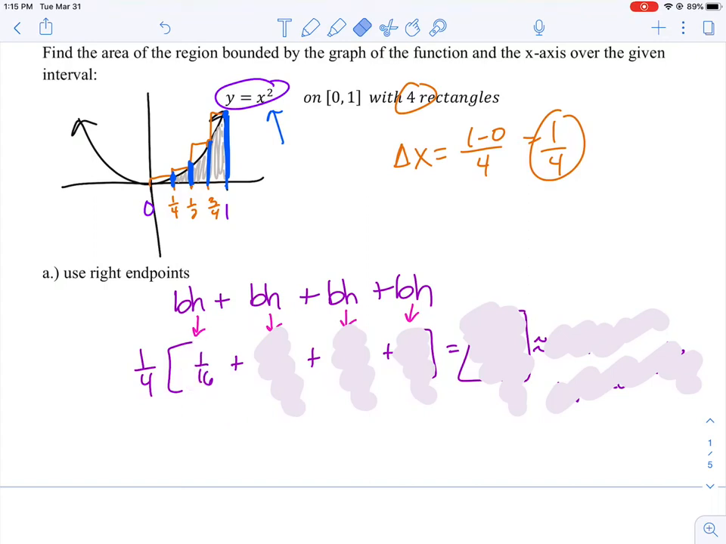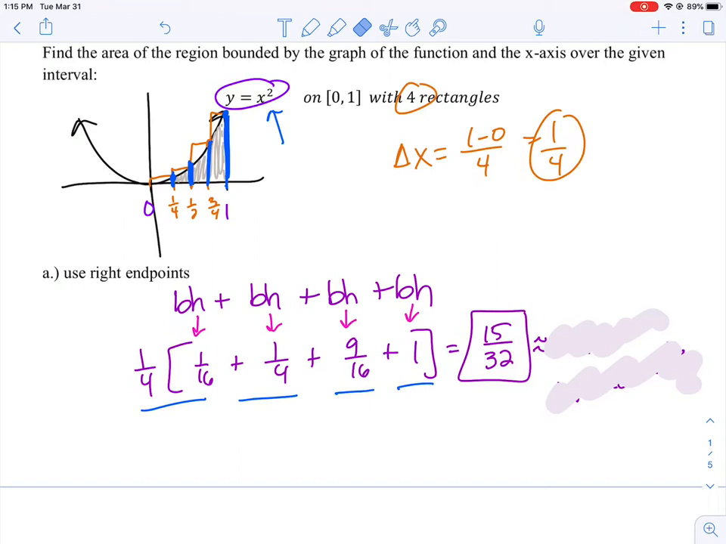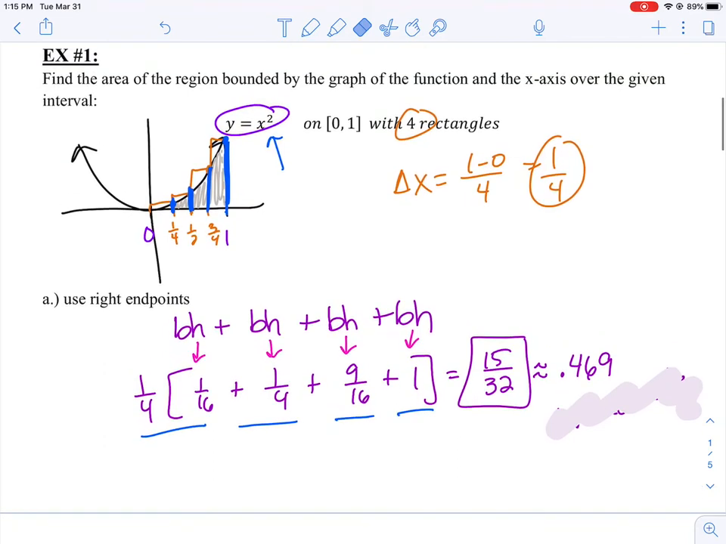When I plugged in a 1/4 and squared it, I got 1/16. When I plugged in a 1/2 and squared it, I got 1/4. When I plugged in a 3/4 and squared it, I got 9/16. And when I plugged in a 1 and squared it, I got 1. So this is my base times height for each rectangle. I have the area now of these four different rectangles. I can add them all together, and I can get an approximate area underneath the curve of x squared from 0 to 1 of 0.469. But remember, because my graph was increasing and I was using right endpoints, my answer is actually going to be too big. It's going to be an overestimate.